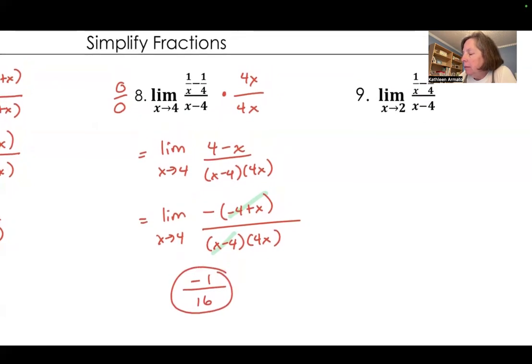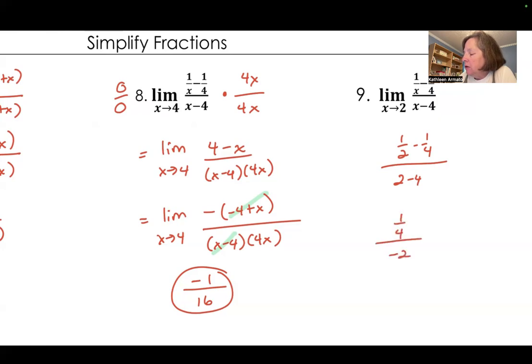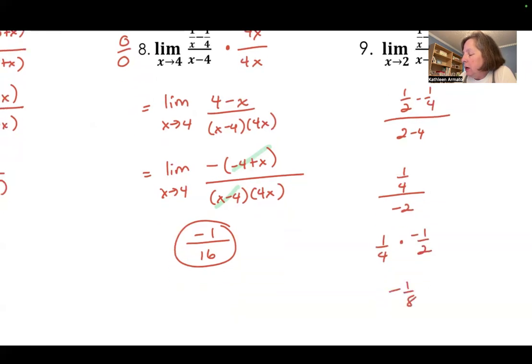All right, last problem, plugging in 2. 1/2 minus 1/4, not 0. 2 minus 4, not 0. I don't have a problem. Unless, of course, you don't like fractions, then maybe you have a problem. 1/2 minus 1/4 is a fourth. 2 minus 4 is negative 2. So I have 1/4 times negative 1/2, which gives me negative 1/8.